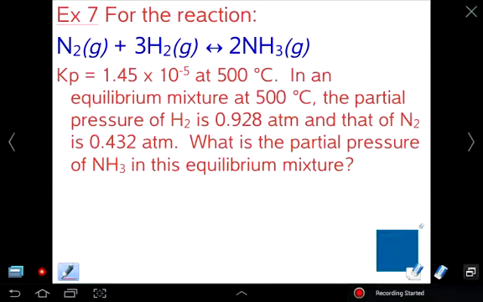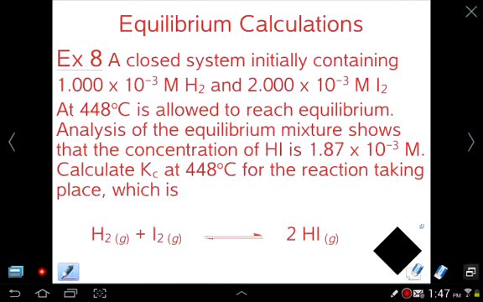Chapter 15, Lesson 3. Last time we finished with a few example problems, and in this lesson we'll actually do two equilibrium problems together. Let's do this one next.